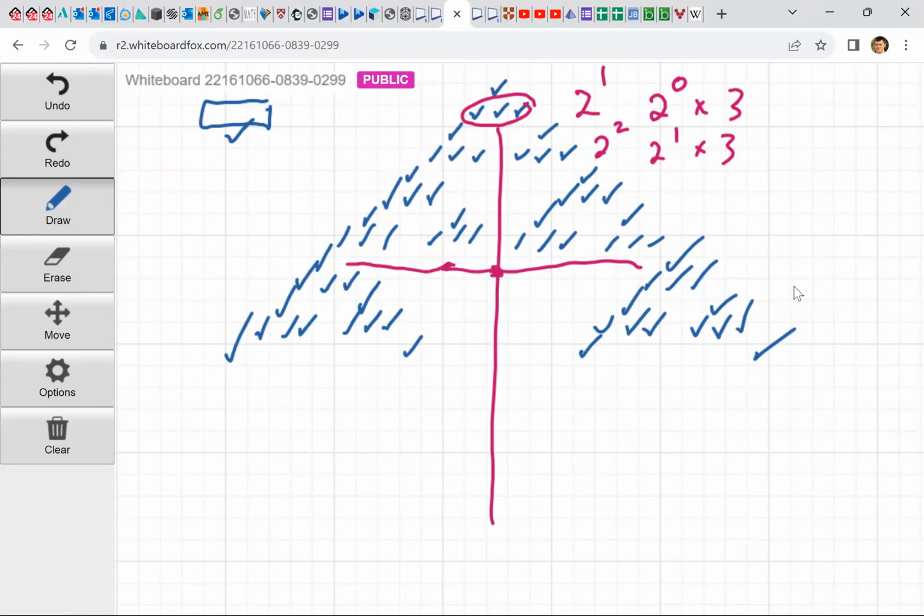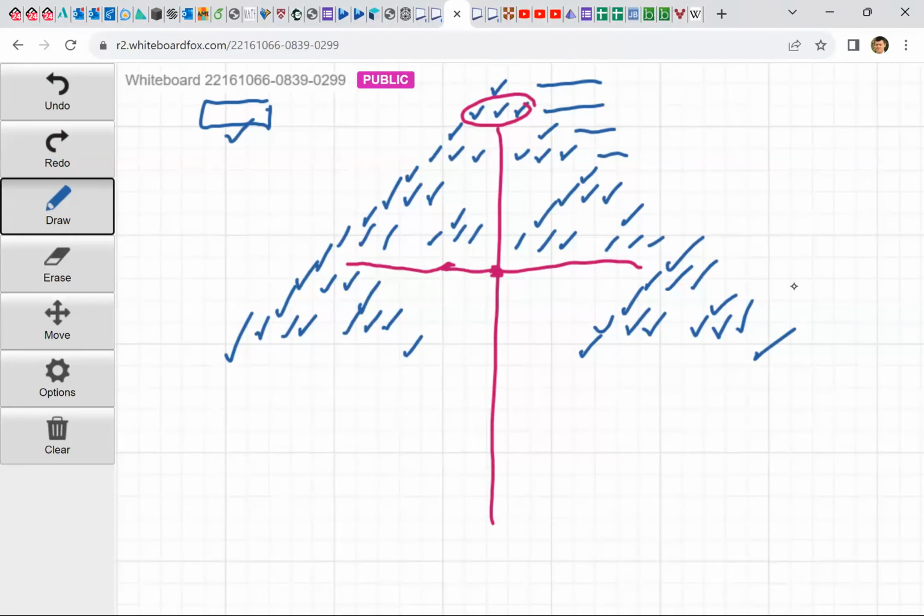it's like 1, 3, 3. Okay, and the question asks you how many ticks are in the 128th row, right? So if you look at the pattern, you'll see that the first row has 1 tick, the second row has 3 ticks, and then it repeats over here. So the fourth row is basically double the second row, right? And then you keep going down.